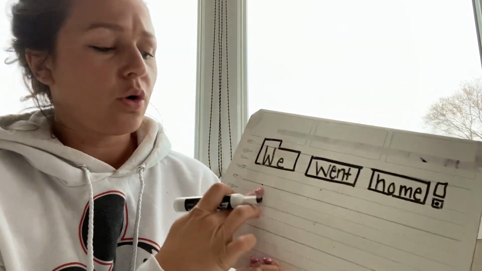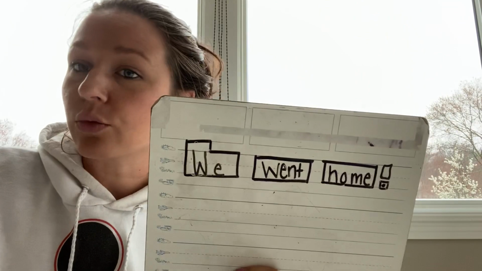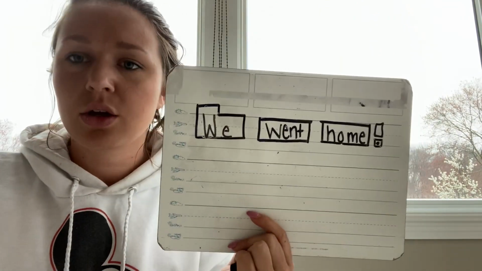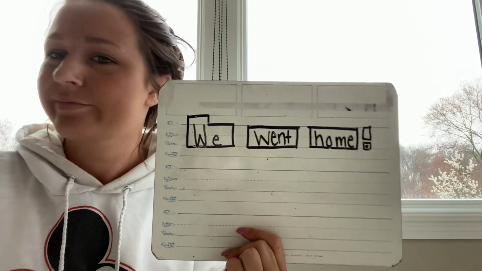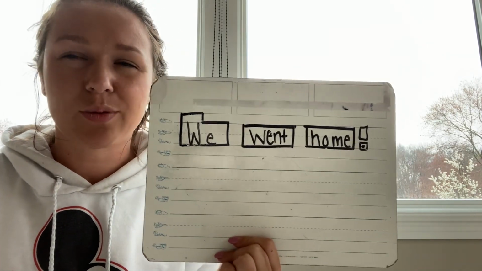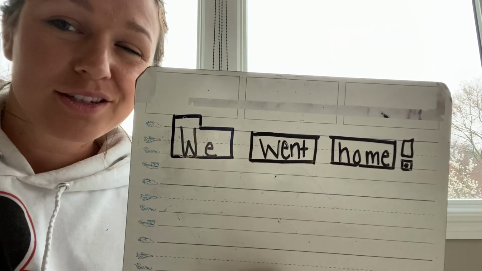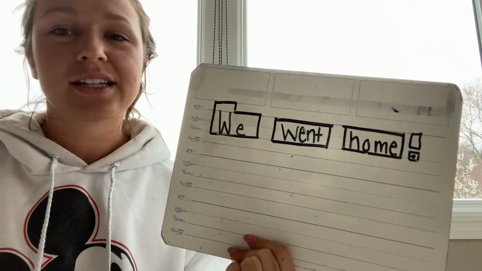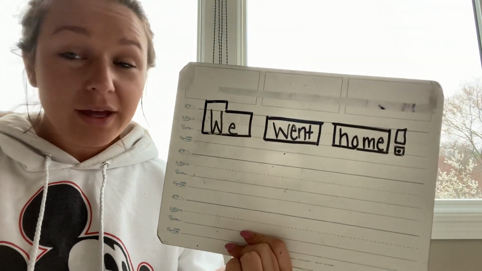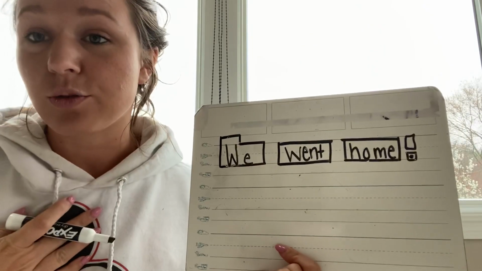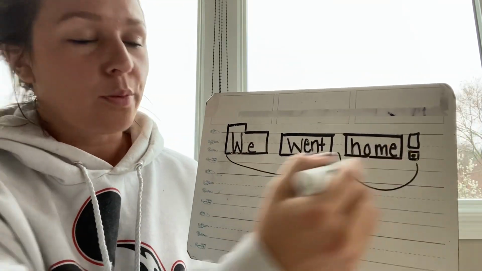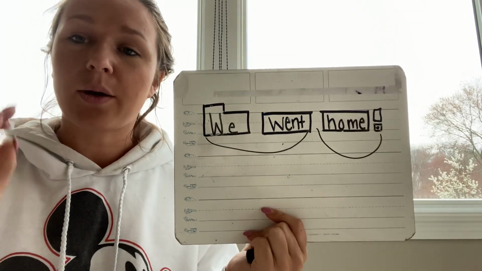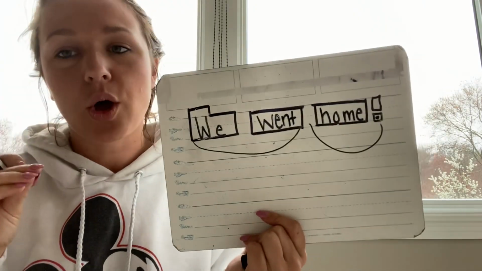What do we call when we're not reading like a robot? Should we read this like, we went home? Does that sound right? We have to do what to it? Do you remember what it's called? We can do this with ice cream sometimes. We can scoop it, right? So if I were going to scoop this sentence, I would scoop it like, we went home. So we went, pause, home.